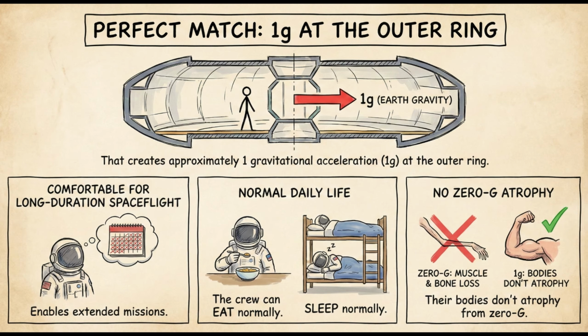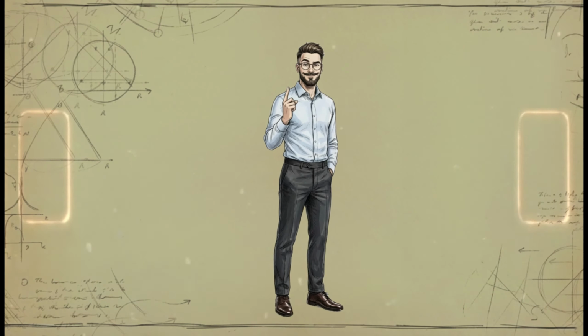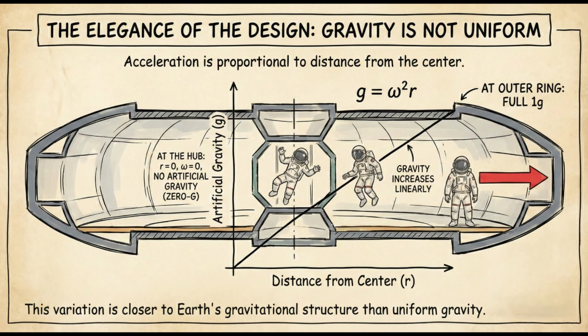Comfortable for long-duration spaceflight. The crew can eat normally, sleep normally, their bodies don't atrophy from 0 g. And here's what's elegant about this design. Acceleration isn't uniform like it is on Earth. It's proportional to distance from the center. At the hub, the axis of rotation, omega is 0, so there's no artificial gravity. You're in 0 g. You float.